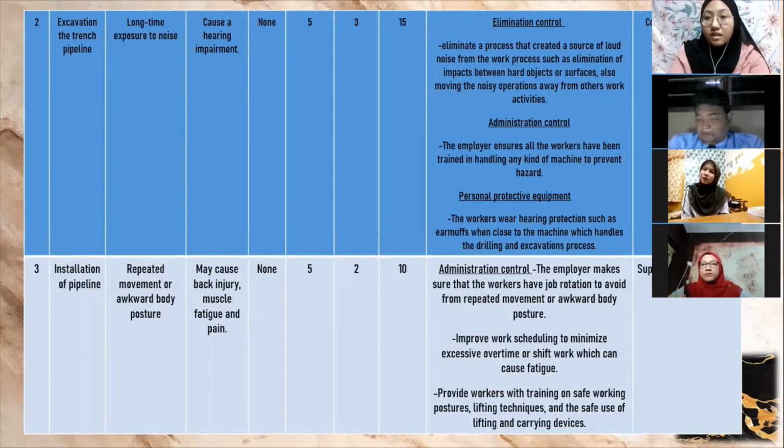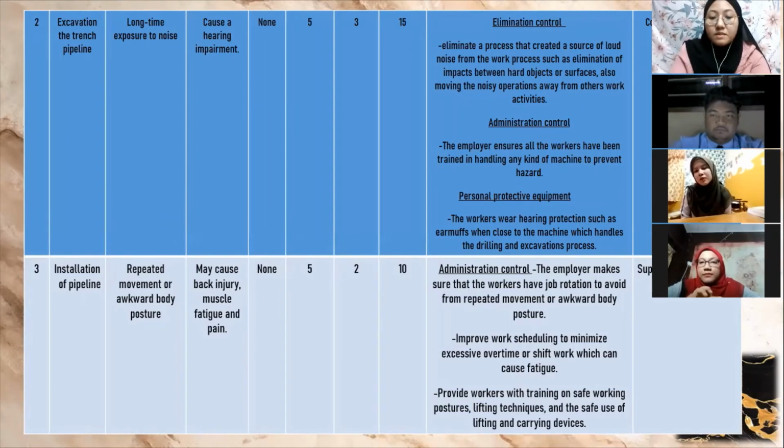Eliminate a process that creates a loud noise from the work process, such as eliminating the impact between hard objects or surfaces. Also move the noisy operation away from the work activity or the workers. For the administration control, the employer must ensure all the workers have been trained in handling any kind of machine to prevent hazard. For the personal protective equipment, the worker must wear hearing protection such as earmuffs when close to the machine which handles the drilling and excavation process.